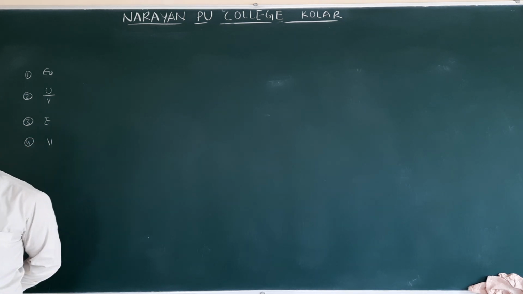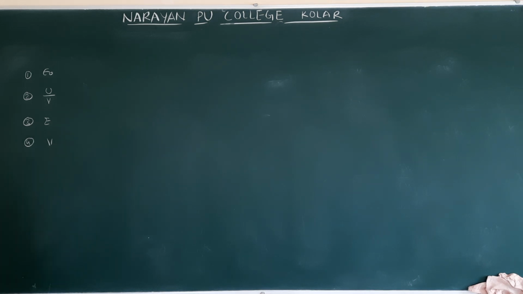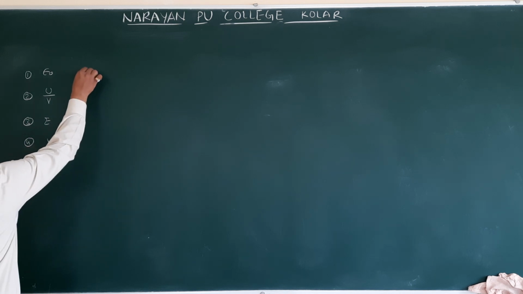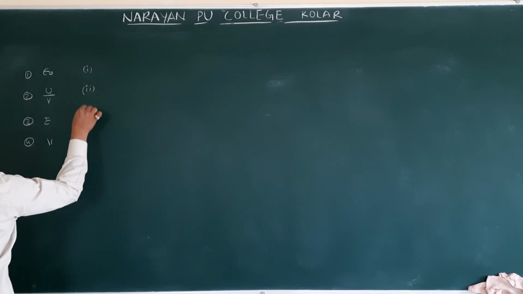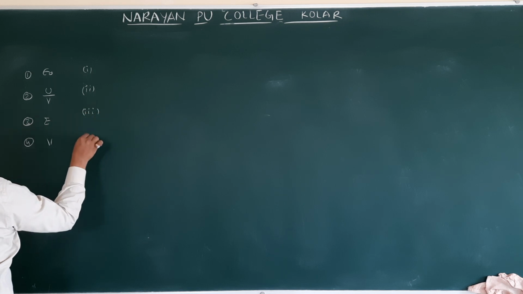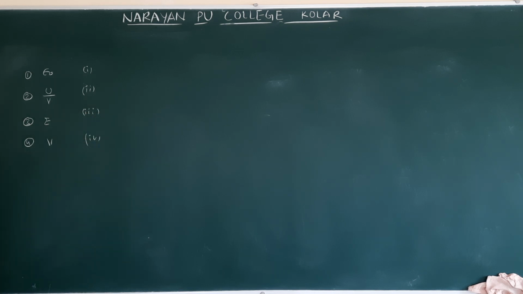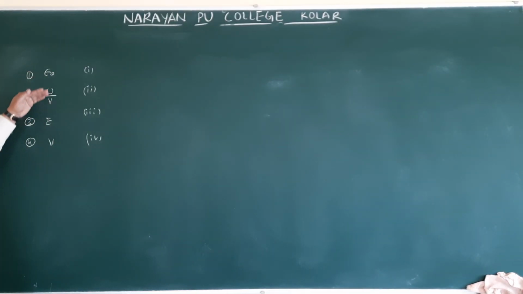They are asking to match the following. On the right side they gave dimensional formulas: 1, 2, 3, 4. So we have to discuss which one is going to match with which dimensional formula. First one is epsilon naught. What is the epsilon naught dimensional formula? Which is easy for you, first try to do those. Epsilon naught may be a little bit difficult for you to remember.